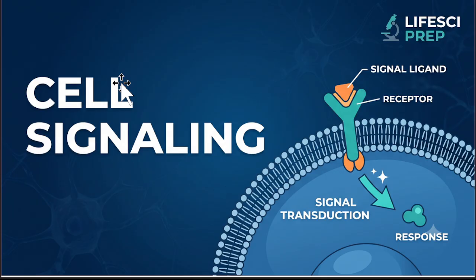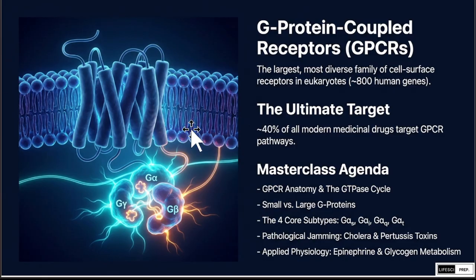Now, in these classes, I would like to teach you about the GPCR. Let's study this topic. What is GPCR? GPCR is a G-protein coupled receptor that has a broad family, about 800 human genes.